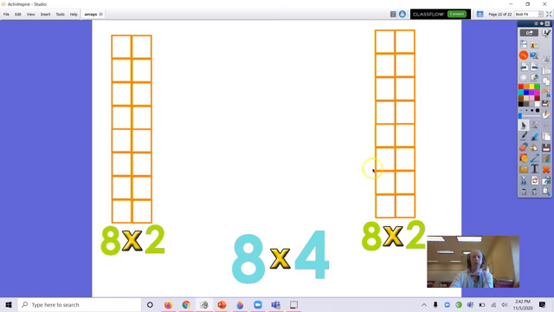Another way I could split 8 times 4 up is 8 times 2 and 8 times 2. 8 times 2 is 16. 8 times 2 is 16. 16 plus 16 would get me 32, which is the product of 8 times 4.